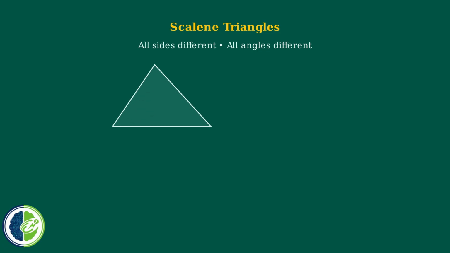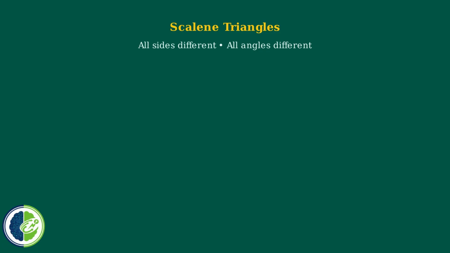Here's our first scalene triangle. Notice how each side has a completely different length. No 2 sides are equal. This is the defining characteristic of scalene triangles. The angles are also all different. Unlike equilateral triangles where all angles are 60 degrees or isosceles triangles with 2 equal angles, scalene triangles have 3 completely unique angles. Let me show you several different scalene triangles to demonstrate their variety.